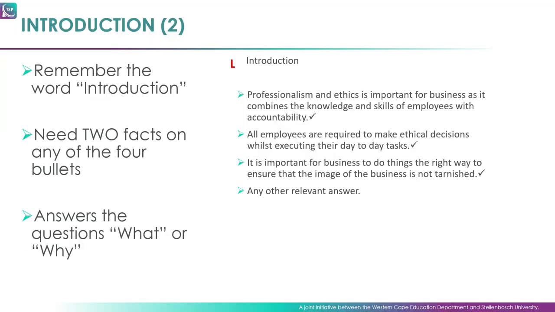Now guys, there are the 3 bullet points there, answering the questions what and why. So let's have a look. Professionalism and ethics is important for businesses as it combines the knowledge and skills of employees with accountability. That's a why question. All employees are required to make ethical decisions whilst executing their day-to-day tasks. Why? You guys understand that? That is how we are writing an introduction. And I'm only looking for 2 sentences for 1 mark each.